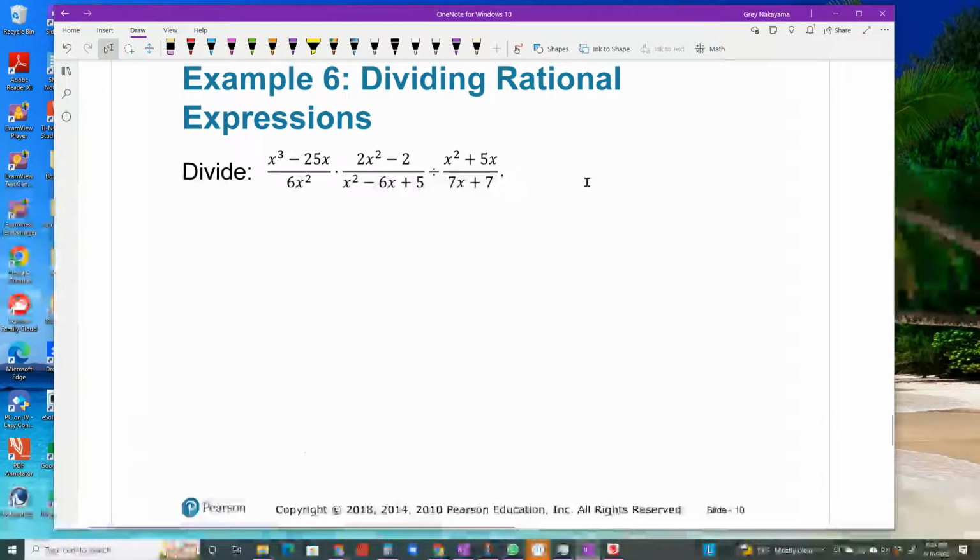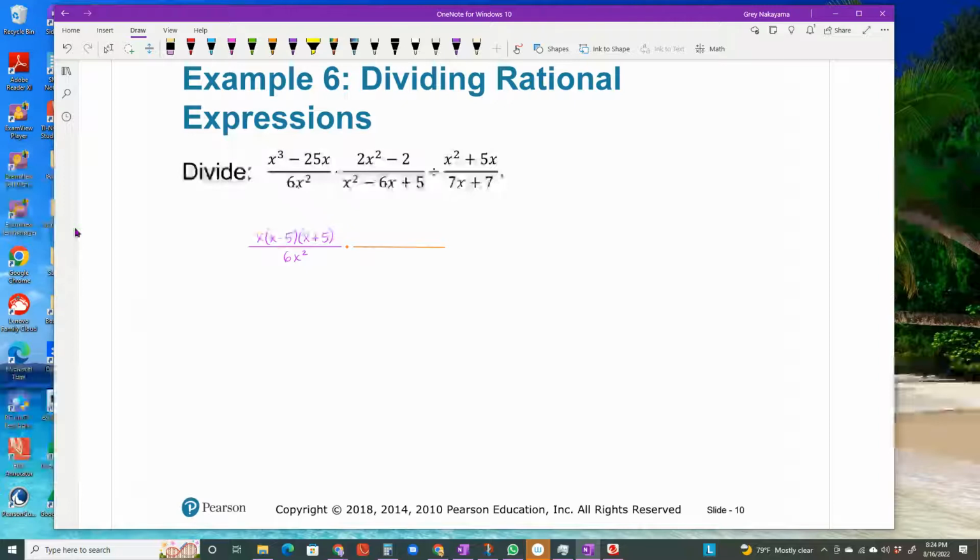Okay, so this first one is going to give me 6x squared on the bottom. That does not factor. On the top, I have a common factor of x, and I'm left with x squared minus 25, which hopefully y'all have seen enough to know is x minus 5 times x plus 5. Then on the next expression, on the bottom, I have x minus 5 times x minus 1. And on the top, I have a common factor of 2, which leaves me with x squared minus 1, and that becomes x plus 1 times x minus 1.